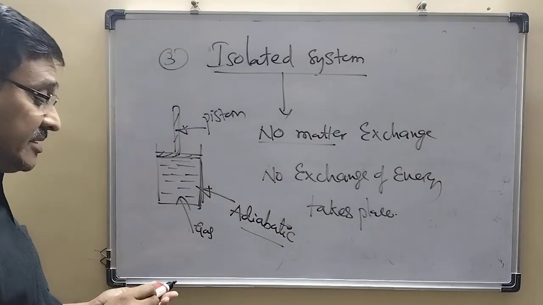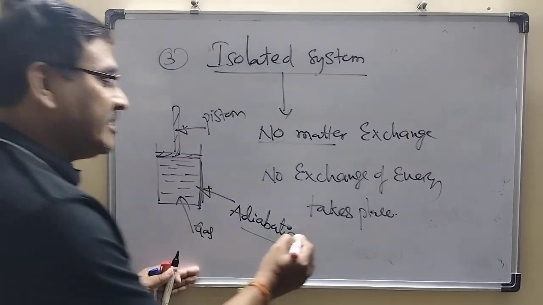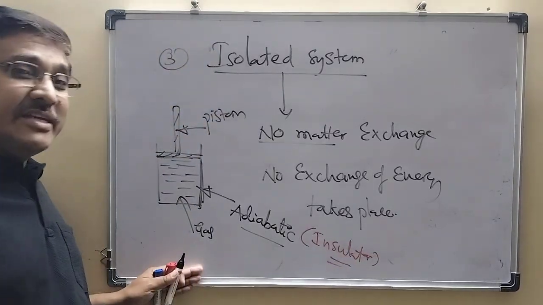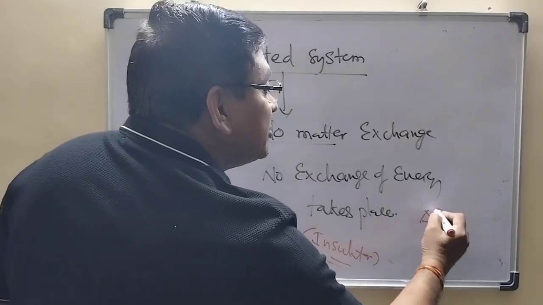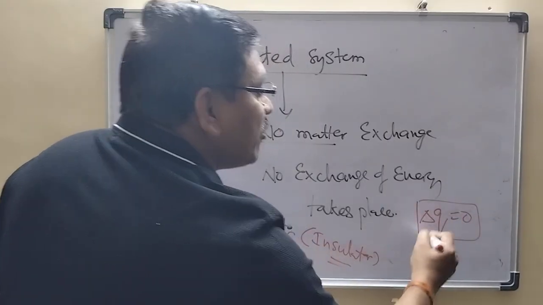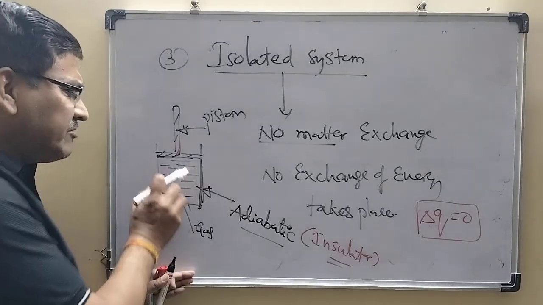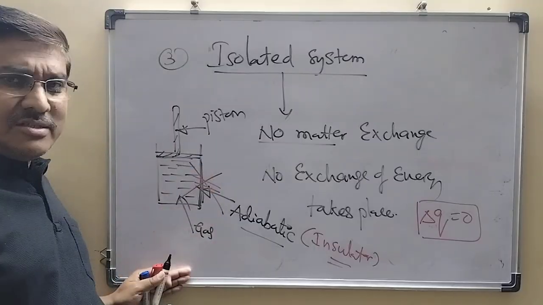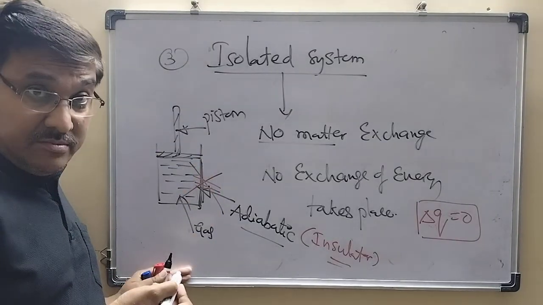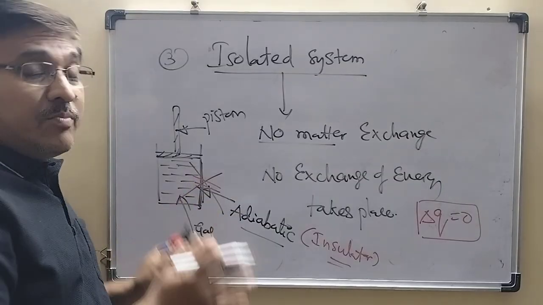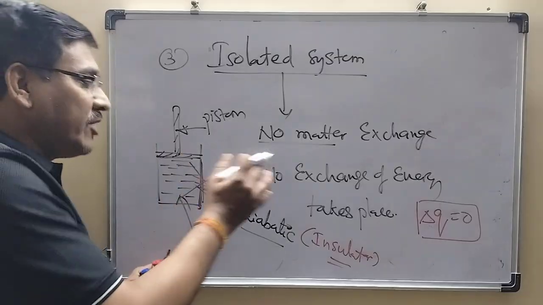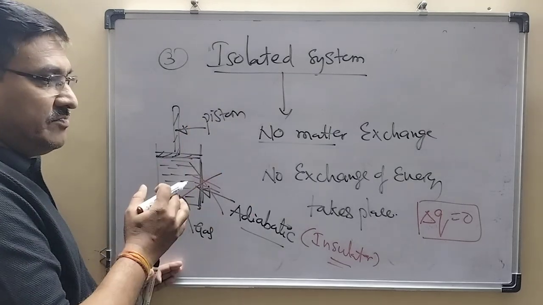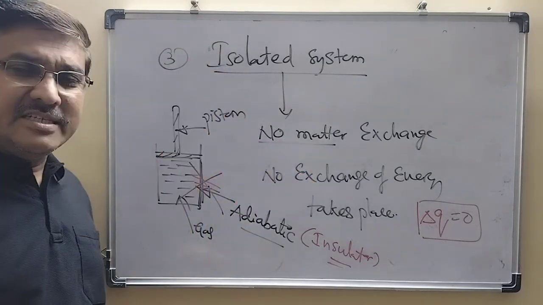Adiabatic in the sense, the boundary is an insulator. It is acting like an insulator. There is no transfer of energy through the insulator. Delta Q is equal to 0. Adiabatic boundary, delta Q is equal to 0. No transfer mechanism of heat. Heat cannot be transferred through this insulated mechanism. No matter exchange is possible either. So both are not possible to have an exchange with the surroundings. Understand? So in this case, isolated system, no matter and no energy exchange is taking place.